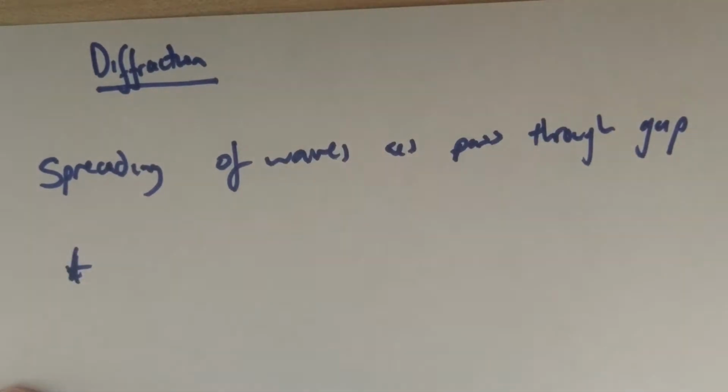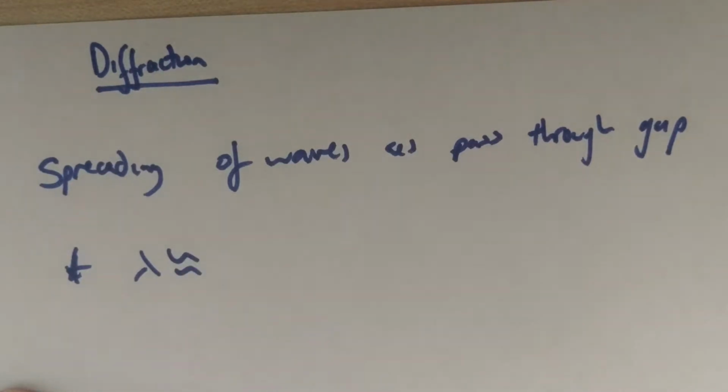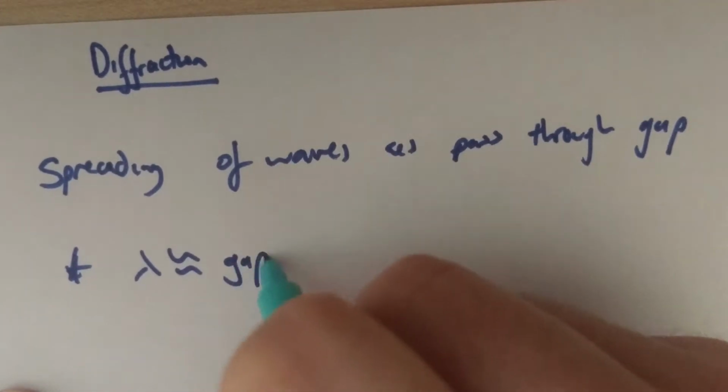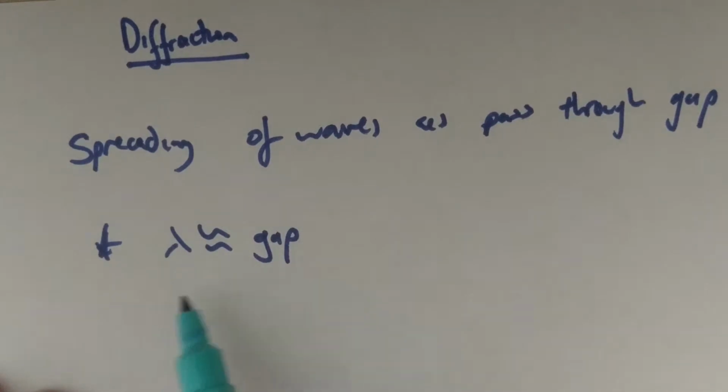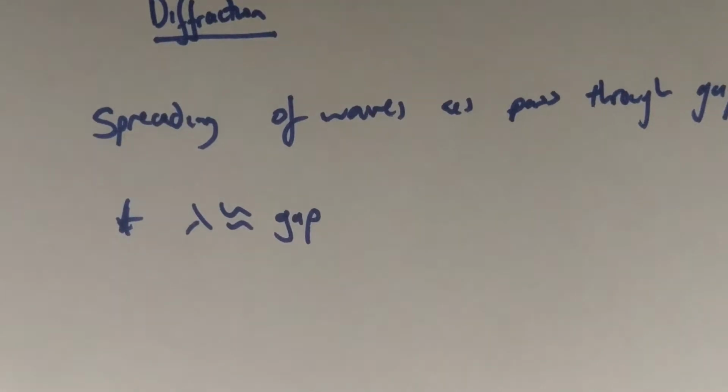Key thing, when do we get maximum diffraction? Well, we want a wavelength that is of a similar order to the size of the gap. So if you've got a wavelength and a gap that are of a similar order, you will maximise your diffraction. If they're significantly different, many orders of magnitude different, then you will get no diffraction and it will approximately travel straight through with no spreading at all.